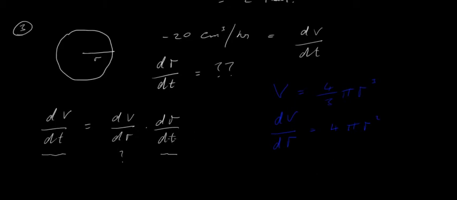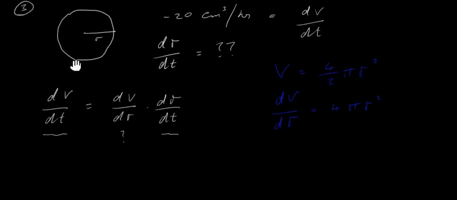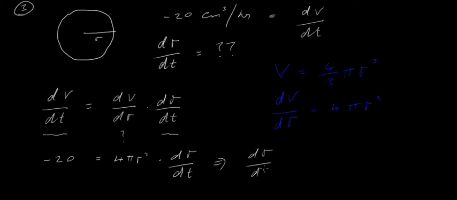So let's write everything we have down underneath here. dV dt is going to be our minus 20. dV dr we've just worked out as being 4 pi r squared. And our dr dt, we don't know that. That's exactly what we want to find out. Let's divide across. So our dr dt is going to be equal to minus 20 divided by 4 pi r squared. That will just give us minus 5 over pi r squared. So this is our dr dt. This is how the radius changes with respect to time. That's exactly what we're looking for.